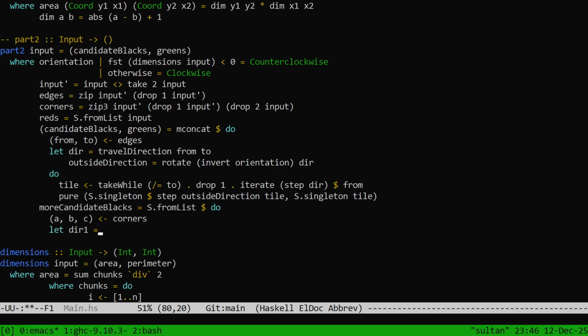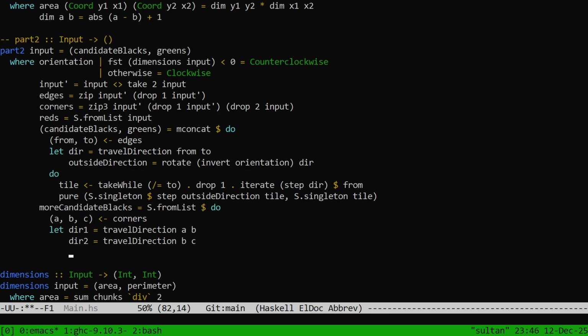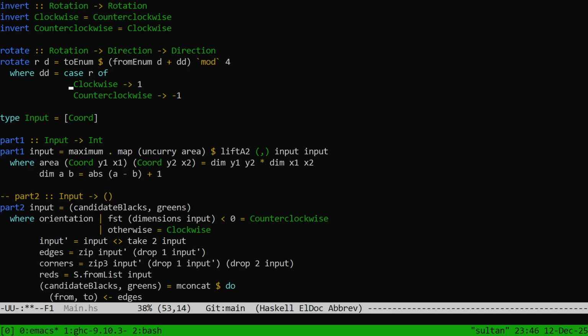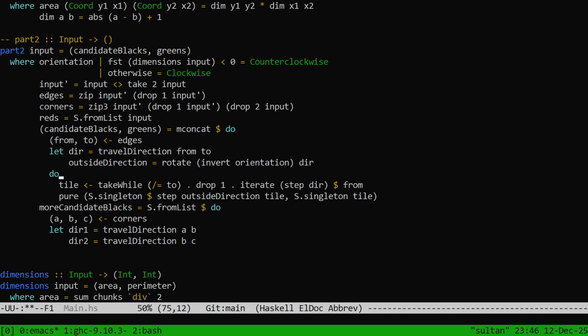dir1 let equal travel direction from A to B. dir2 equal travel direction from B to C. And then I need to figure out the turn direction from that, which is what exactly? The rotation from old to new? Yeah.